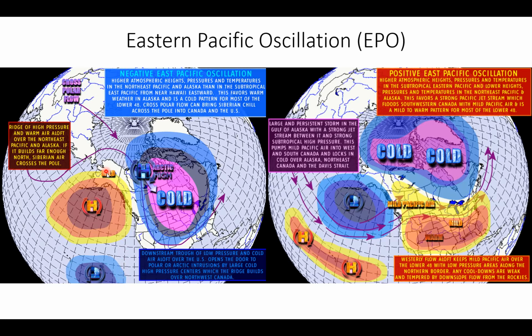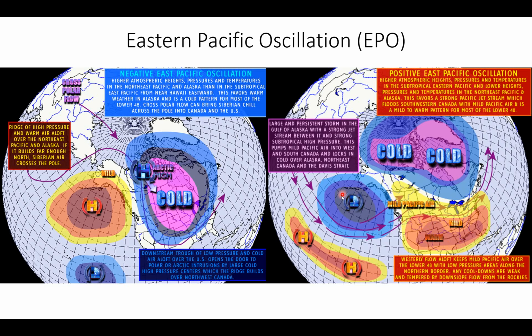And what this does is this upper level ridge causes the storm track and all the cold air to go up and over the ridge, and you get cross-polar flow from Siberia into Canada, right on down into the U.S. With a positive EPO on the right, it's much milder across the whole United States.